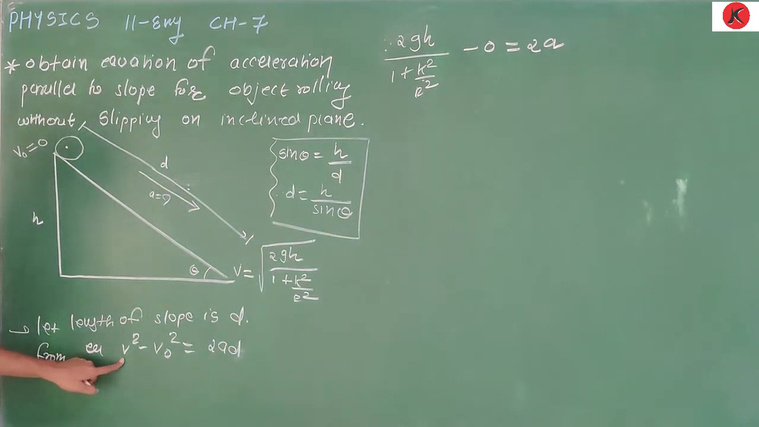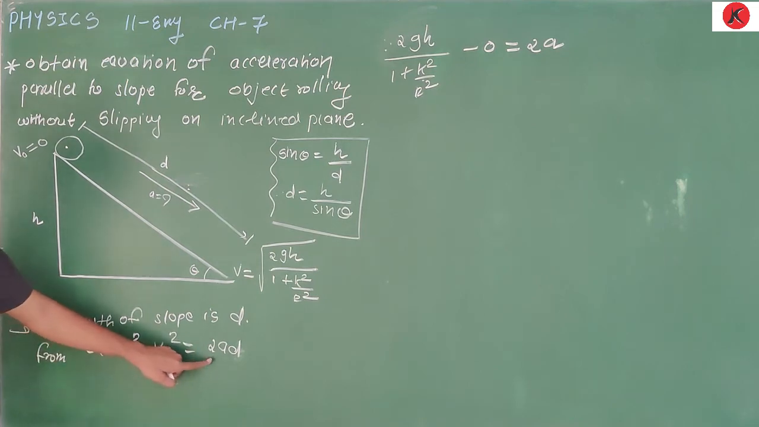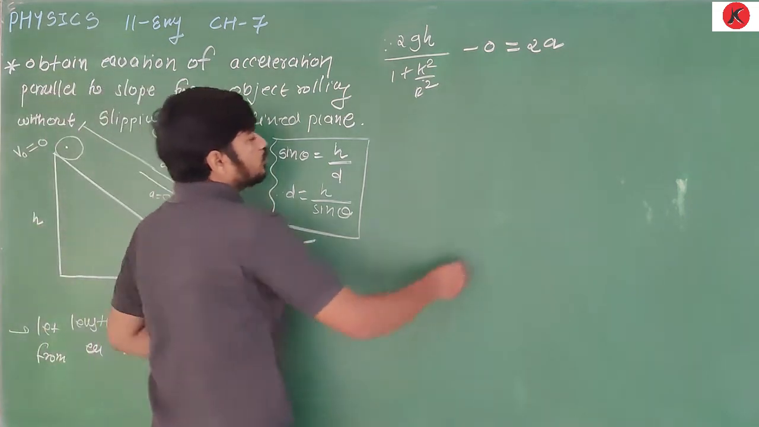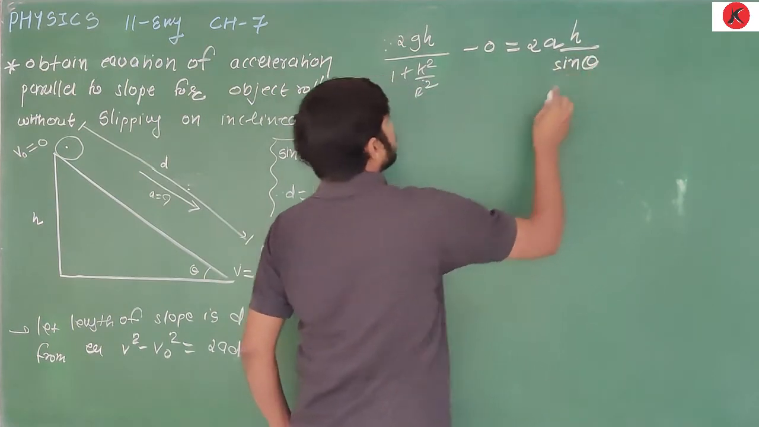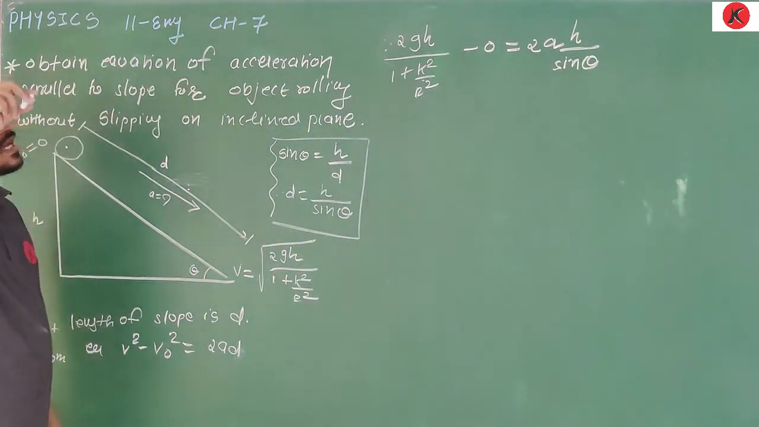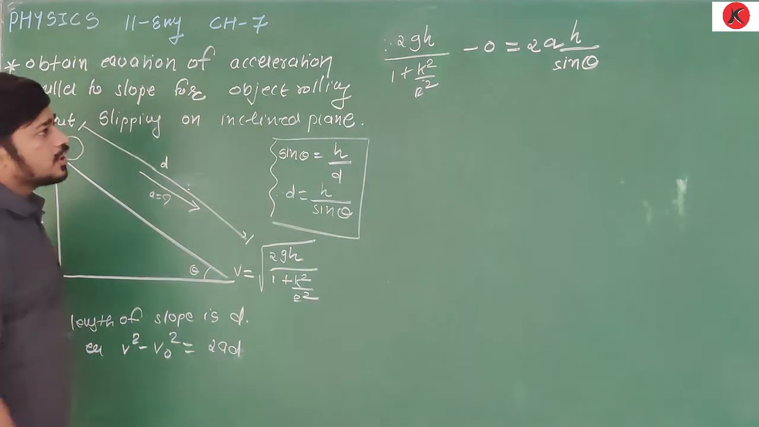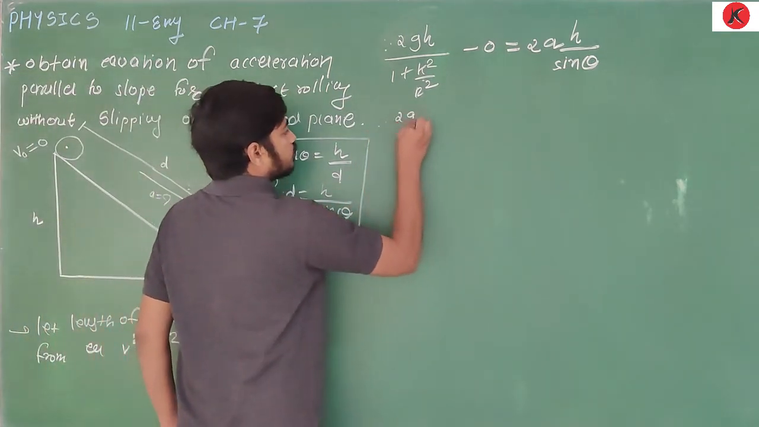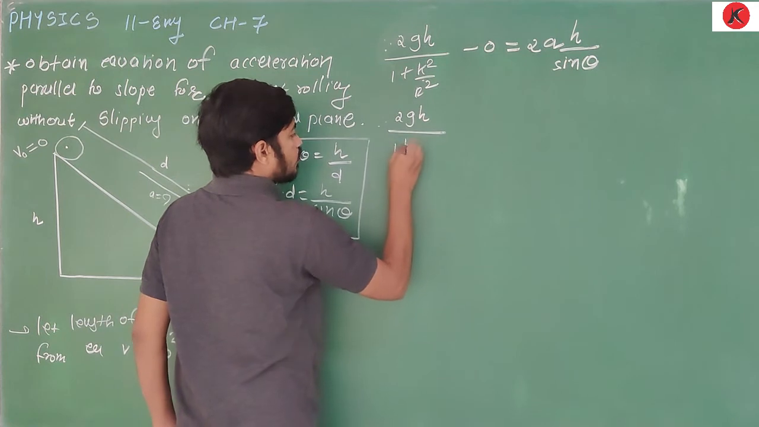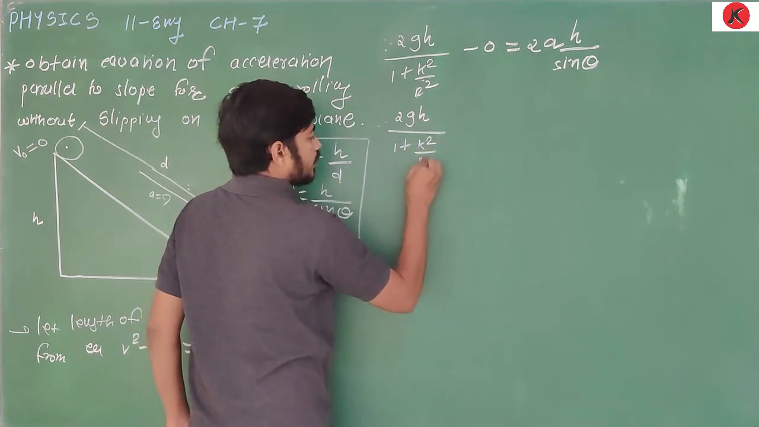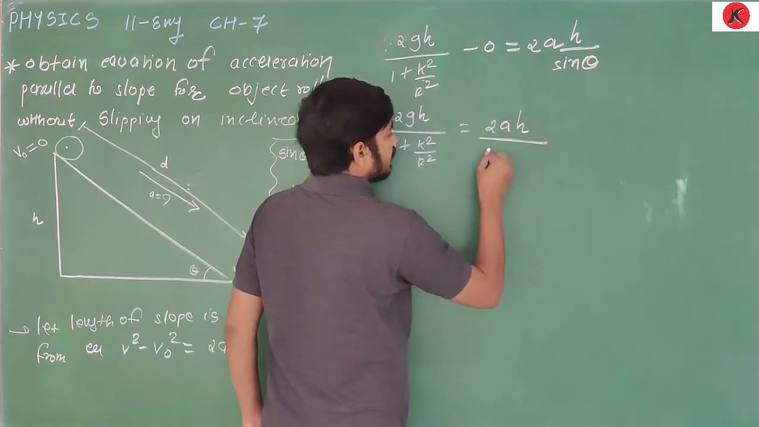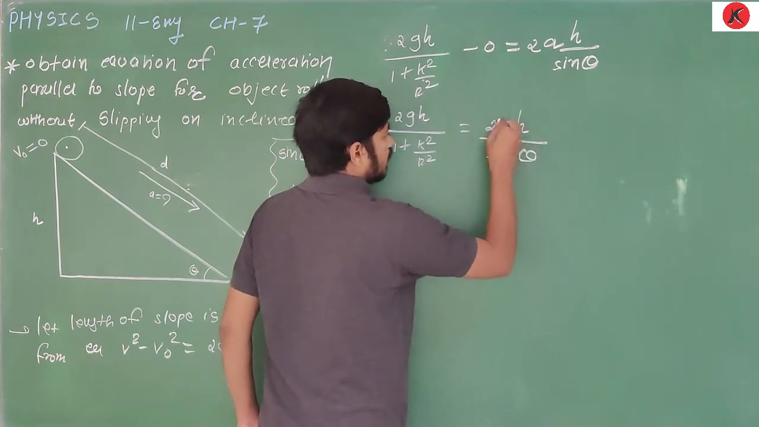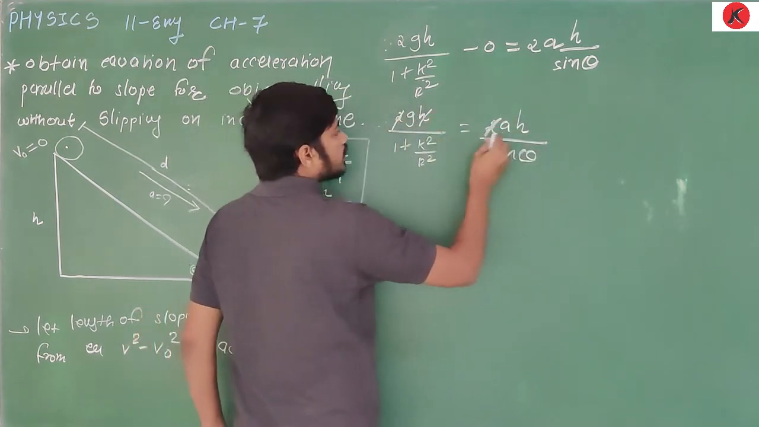So see, V square has its value, V0 is 0, 2 is 2, a is a, and for d you have to put H upon sine theta. Clear about this? Therefore, 2gh upon 1 plus k square upon r square is equal to 2ah divided by sin theta. 2 cancels, h cancels.